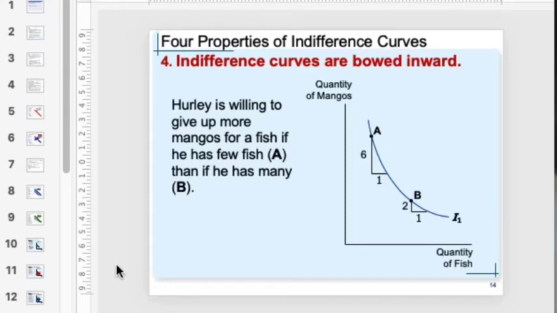The last one is that indifference curves are bowed inwards. Hurley is willing to give up more mangoes for a fish if he has fewer fish. The idea is that if he has few fish, for an additional fish he's saying, okay, I'm willing to give up more mangoes because I have few fish. When she has a lot of fish, she's not willing to give up too many mangoes for an additional fish, because if you look at point B, she has fewer mangoes but more fish. For an extra fish, she's not willing to give up too many mangoes. That's why this indifference curve is bowed inward. So the four properties are: downward sloping, you prefer the higher one, they cannot intersect, and they're bowed inwards. That we need to remember for indifference curves.